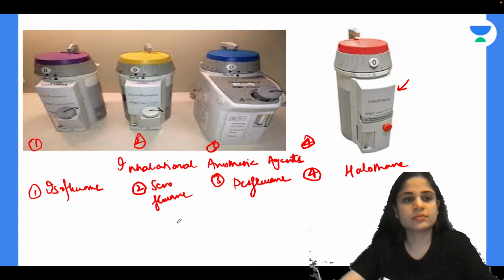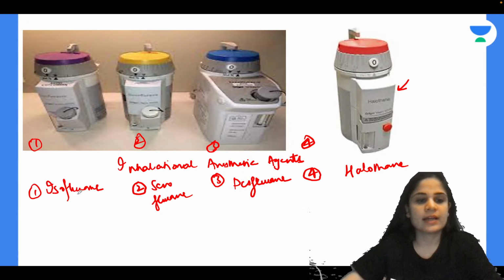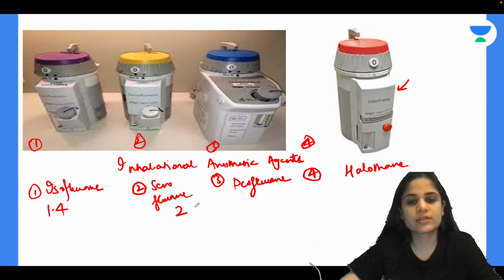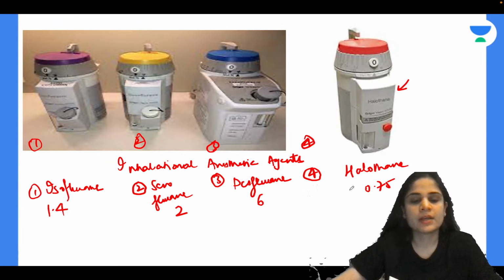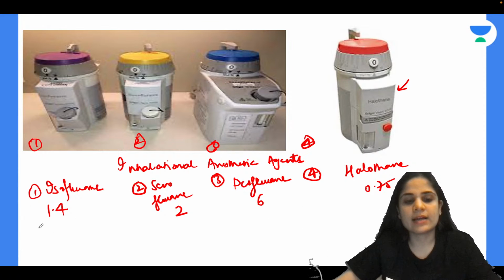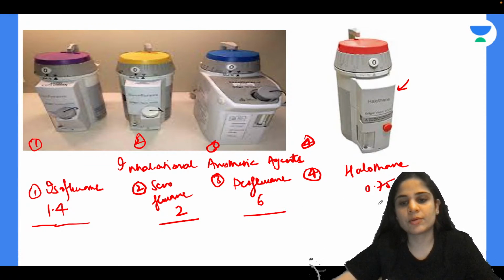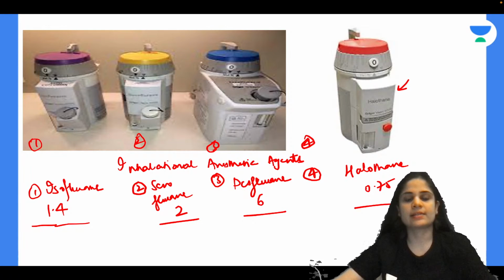Speak up, tell me the MAC of these agents. Okay, I'll give you the MAC. MAC of isoflurane is 1.4, sevoflurane is 2, desflurane is 6 and halothane is 0.75. Okay? Now, again, just like we had all the other questions about the IV anesthetic agents, I'm going to ask you specific questions for inhaled anesthetic agents.